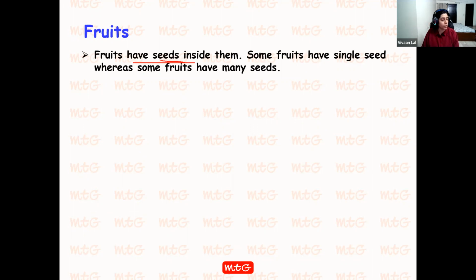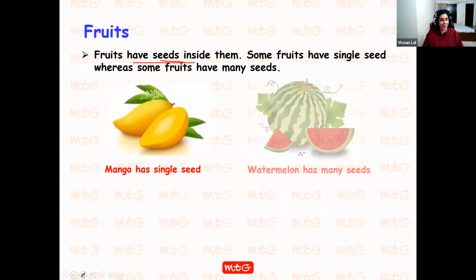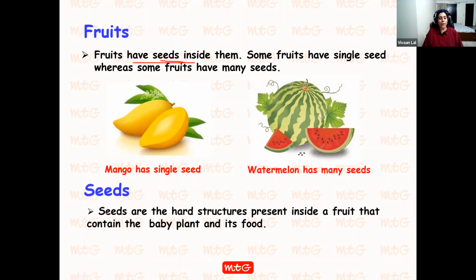Ayush beta, can you unmute yourself and tell me what fruit has a single seed? What fruit has a single seed? Ayush? Okay. Mango. Mango, absolutely correct. Was that Ayush? Yes. Okay. Arjun, thank you. And Arjun, can you give me an example of fruit which has many seeds? Papaya. Absolutely correct. Kiwi, watermelon. Absolutely correct, right?